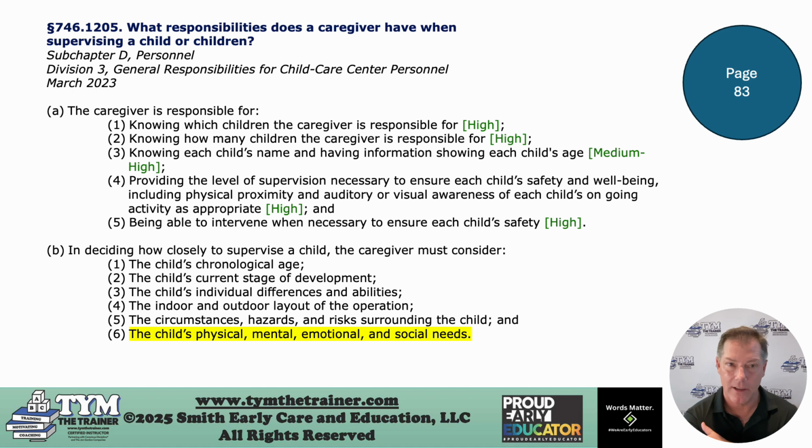Number 5 is going to tell you you have to be able to intervene when necessary, which means you've got to be mobile. If you're sitting down on the floor, crisscross applesauce, in a toddler classroom, and on the other side of that toddler room you've got a child that is about to bite, you've got to be able to get up and move. So mobility is critical.